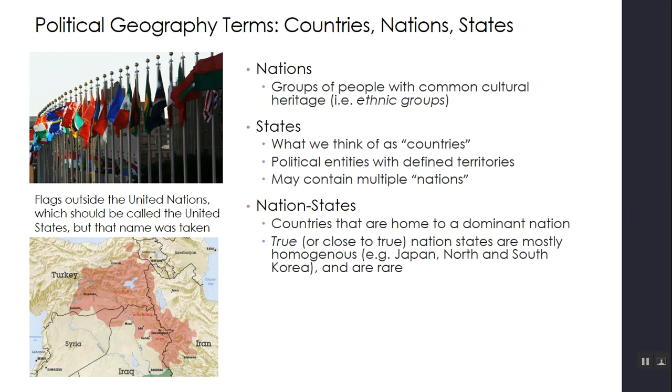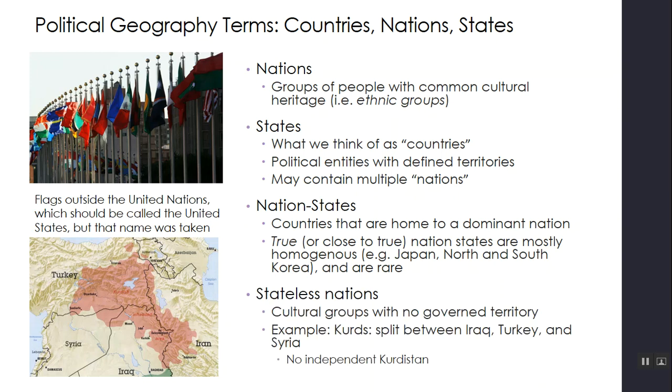Nation states are countries that are home to a dominant nation. True or close to true nation states that are mostly homogenous are super rare, and they mostly exist in Asia, places like Japan and North and South Korea.